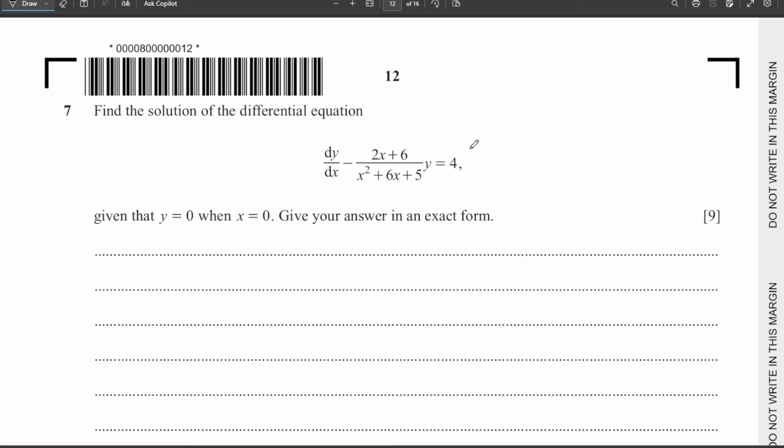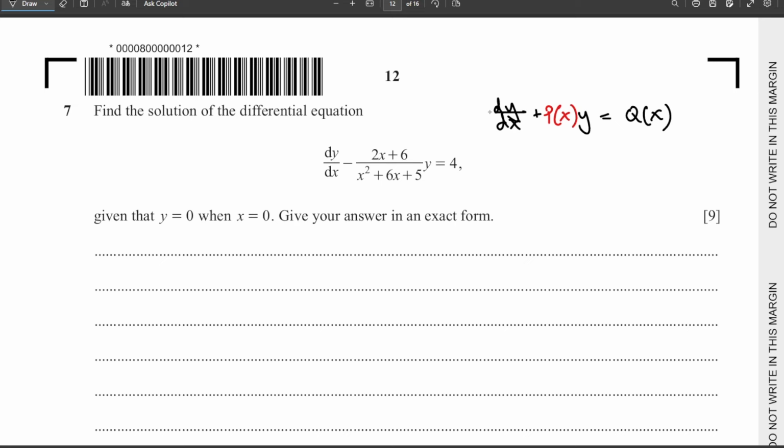Question 7 is given this differential equation and some boundary conditions, and they want us to find the solution in an exact form. First of all, we can try and recognize that this is a linear first order differential equation, and a linear first order differential equation will present in this form.